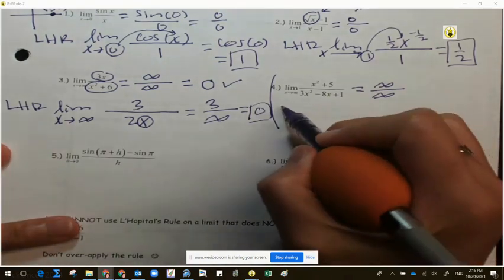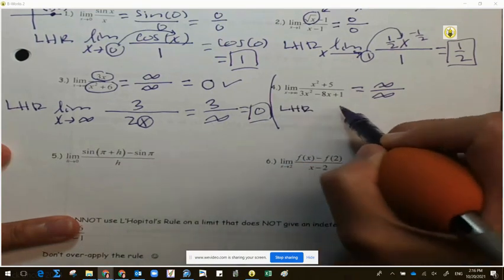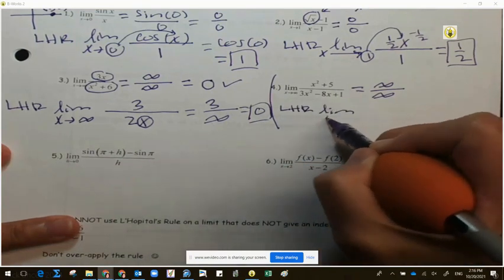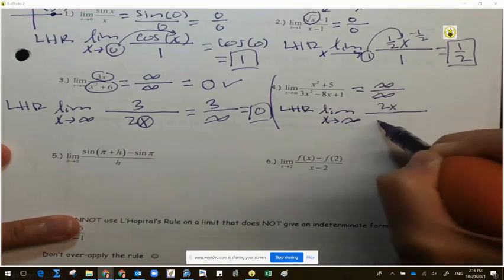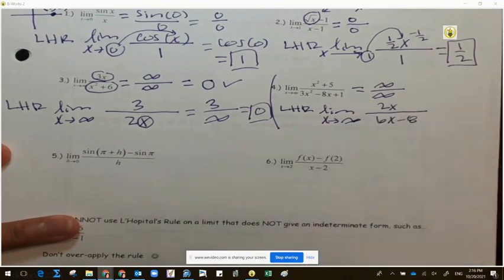Is Hannah done? Did you use L'Hopital's rule twice? Oh, yeah. Oh, no, we didn't. Someone tattled on you. Oh, were we supposed to do it that way?